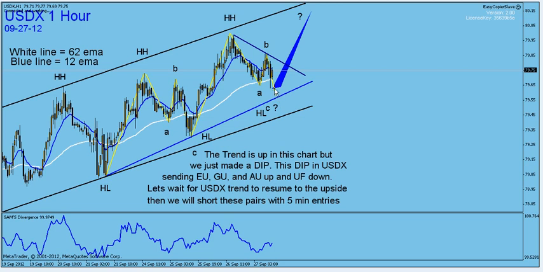The trend is up in this chart, but we just made a dip. This dip in USDX is sending EU, GU, and AU up and UF down. Let's wait for the USDX trend to resume to the upside, then we will short these pairs with 5-minute entries. That was my plan on the 27th of September. The USDX was coming down, it was just a retracement to me, and I was waiting for a big move up. And when the USD starts going up, you short all those pairs blindly, and you'll be okay. So that was my plan.